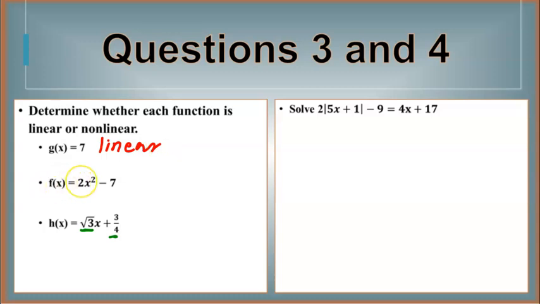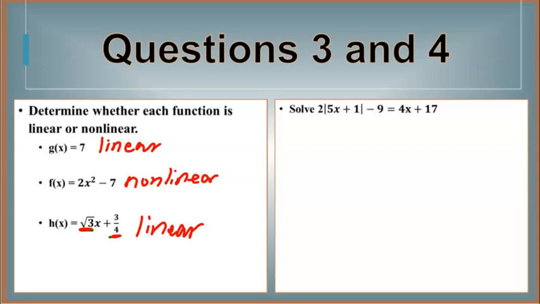Next, f of x equals 2x squared minus 7. That one would be nonlinear because it has an exponent. So this is quadratic, so nonlinear. And the next one here, since I have the square root of 3 and I have 3/4, this would be linear because the square root of 3 would be my slope and the 3/4 would be my y-intercept. So this one would be considered linear.